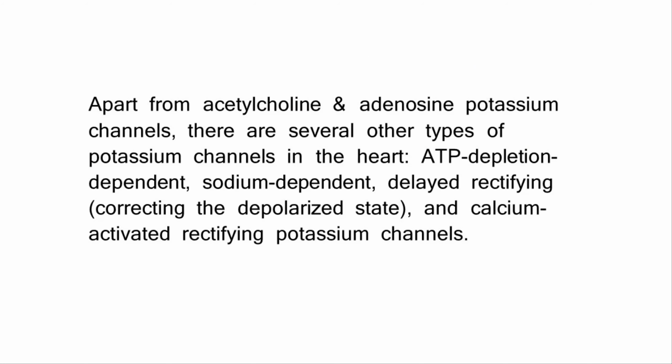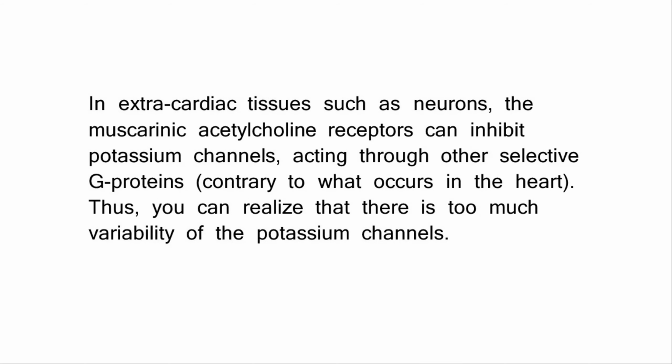Apart from acetylcholine and adenosine potassium channels, there are several other types of potassium channels in the heart: ADP depletion dependent, sodium dependent, delayed rectifying, correcting the depolarized state, and calcium activated rectifying potassium channels. In extracardiac tissues such as neurons, the muscarinic acetylcholine receptors can inhibit potassium channels, acting through other selective G proteins, contrary to what occurs in the heart. Thus, you can realize that there is too much variability of the potassium channels.